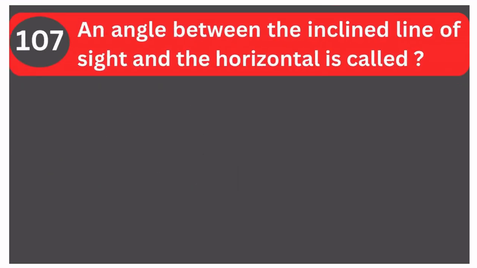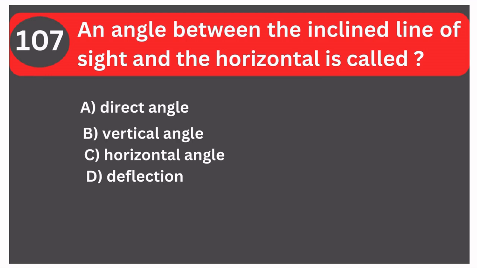An angle between the inclined line of sight and the horizontal is called. Options: A. Direct angle. B. Vertical angle. C. Horizontal angle. D. Deflection angle. Answer: B. Vertical angle.